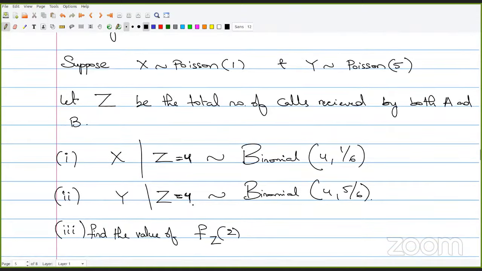Okay. Now find the value of f_Z of 2. That means the total number of calls received by both A and B is 2. What is the probability that we get only 2 calls?